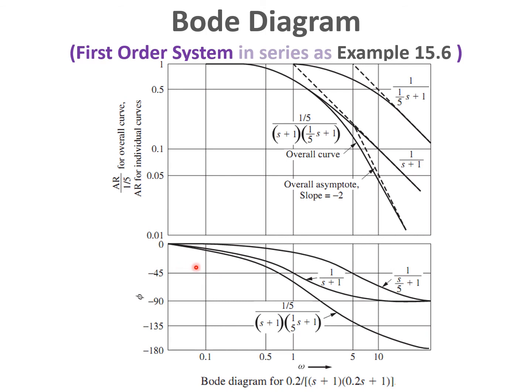The same thing for phase angle: it goes from 0 to minus 90 for this transfer function, and 0 to minus 90 for the other one. It has minus 45 degrees at different values, at corner frequency 1 and at corner frequency 2. If you add them all, this is the overall phase lag for the overall system here. Since it's two first order systems in series, the maximum goes again to minus 180 degrees, because it's a second order system.